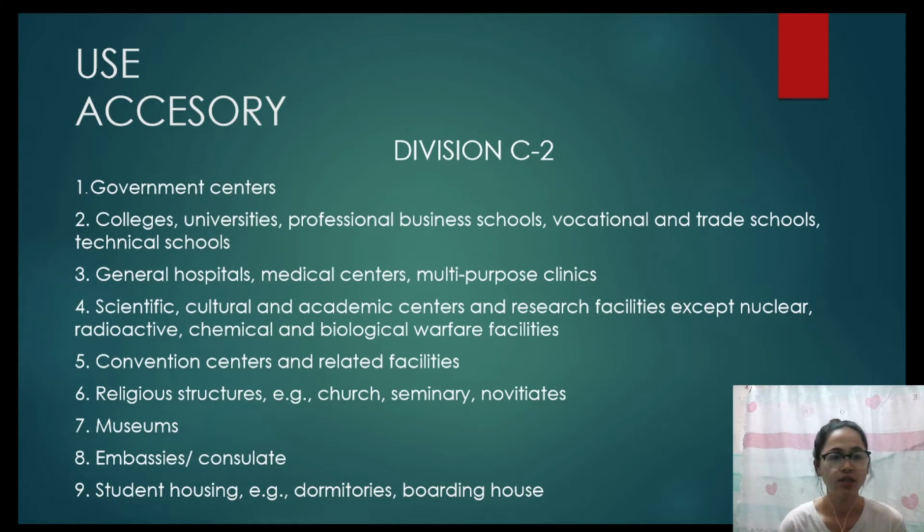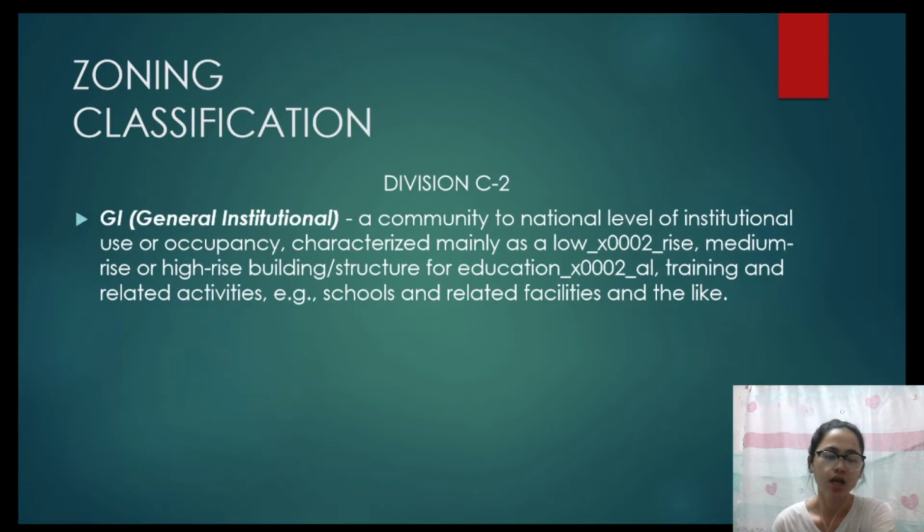6 is religious structures such as church, seminary, and novitiates. 7 is museums, embassies or consulates, and lastly, student housing such as dormitories and boarding houses. Divisions C-2 and C-1 have no conditional. Let's proceed to zoning classification.